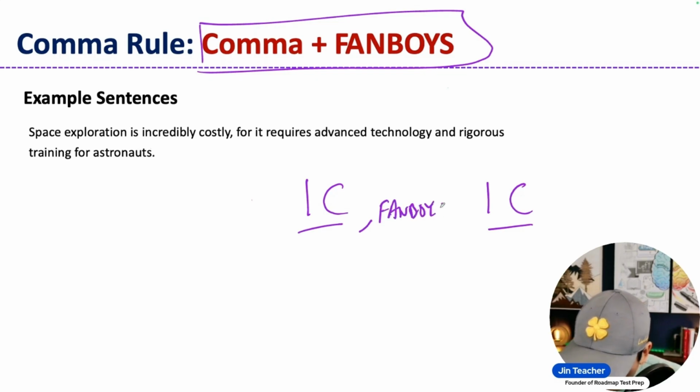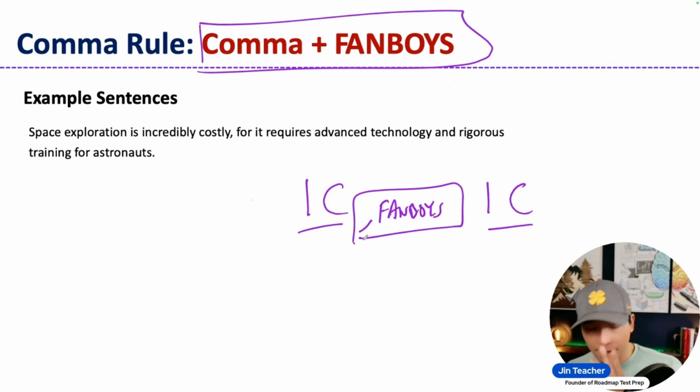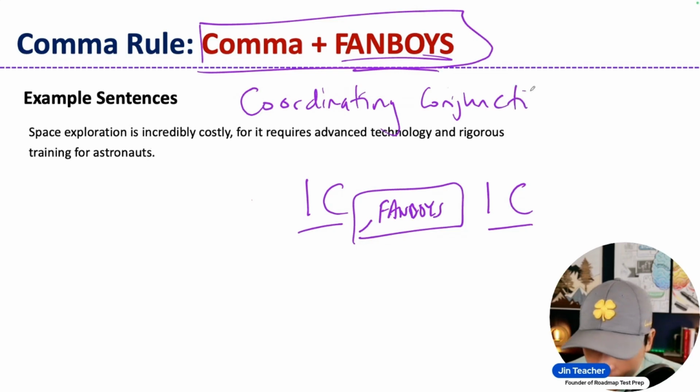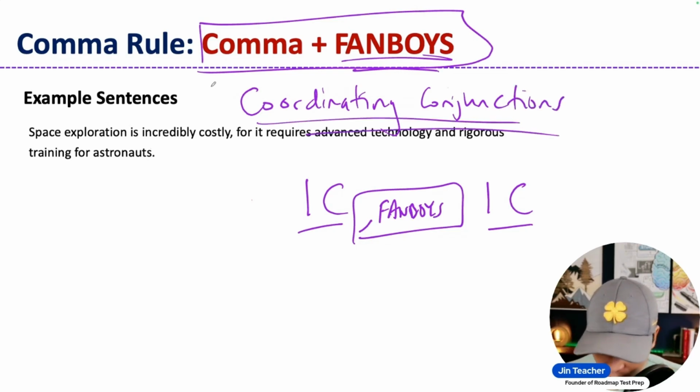You see that here. So what's a fanboys word? A fanboys word is basically the seven. So fanboys is an acronym. An acronym is a word where each letter of the word represents another word. So fanboys is an acronym for the 7 coordinating conjunctions in the English language. Conjunctions are just those connecting words. So there are 7 coordinating conjunctions in the English language, and each of these letters in fanboys represents one of them.